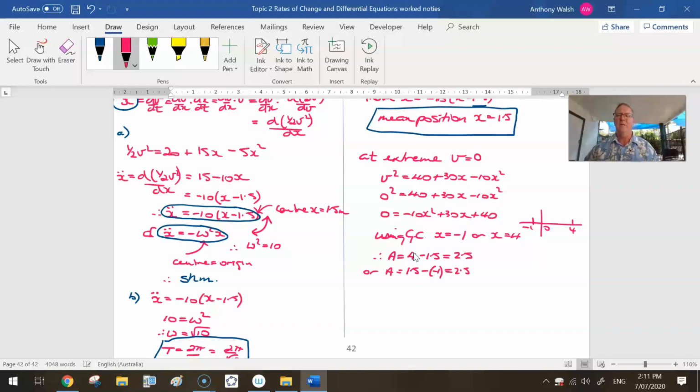Or the other way we can do it is, as we've done previously, take the max, which is 4. Take from that the minimum, which is negative 1, and divide the whole thing by 2. 4 minus negative 1 is 5. Divide by 2 gives us an amplitude which we already know is 2.5. So there we have the last thing that we're asked for in this particular question, find the amplitude.